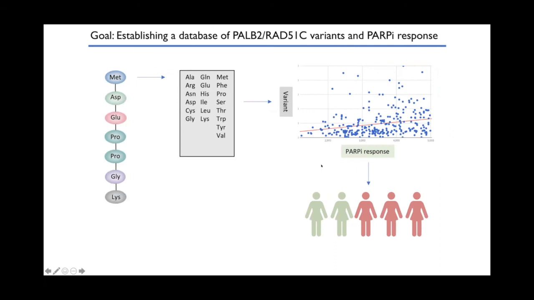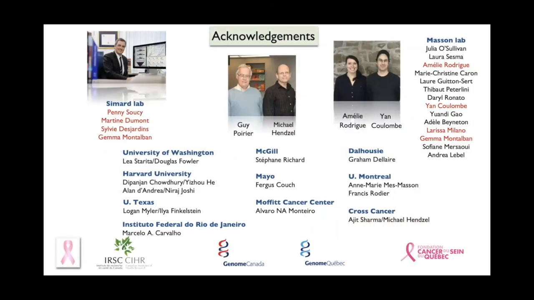The idea is to create a database, an atlas of all possible variants in these two genes. So in 10 years, 20 years, somebody will come and say, hey, I have this methionine that is mutated to glycine. Is it deleterious for PALB2 function? And will I be able to take PARP inhibitors? Our idea is really to create this encyclopedia of all possible variants for these two genes. So I think I'll end there.